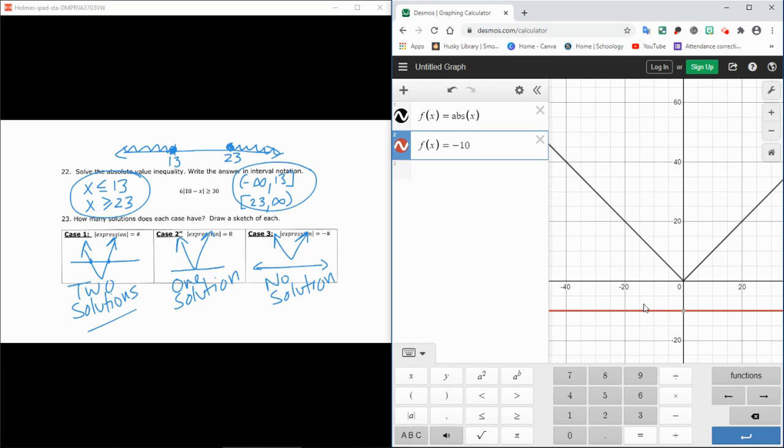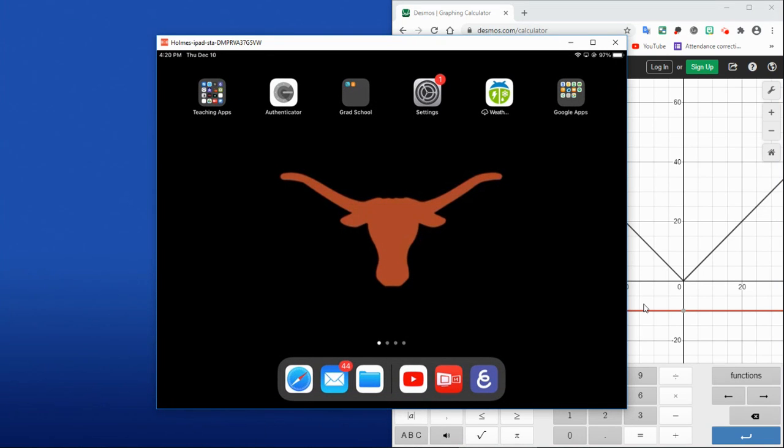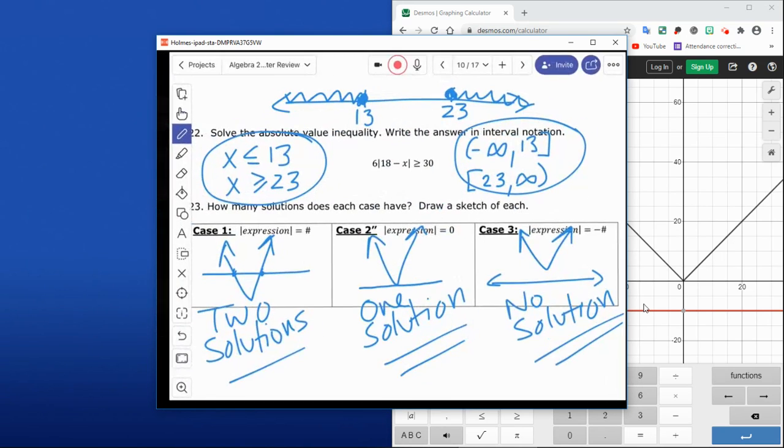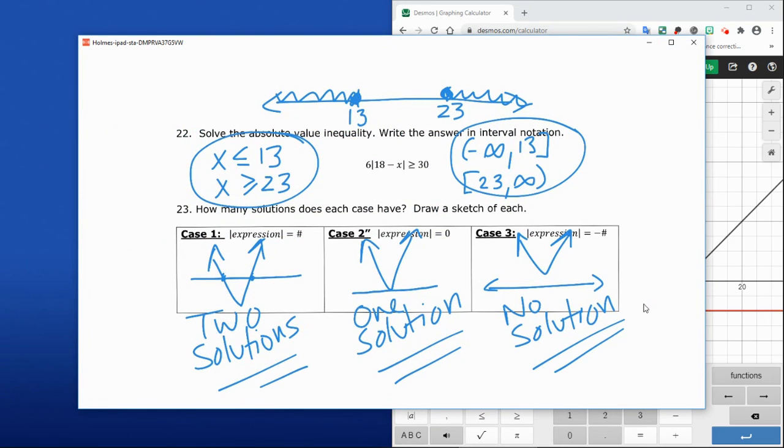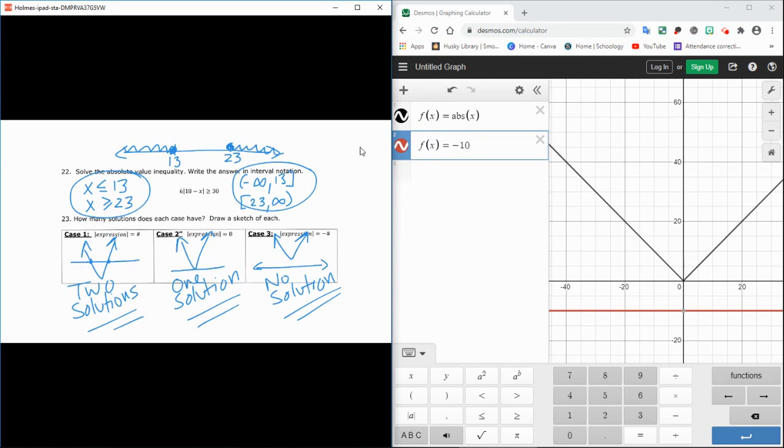Now, I don't like to memorize these rules just because things can change. The absolute value doesn't have to be positive here or negative for it to mean no solution or two solutions, because what if the absolute value is upside down?